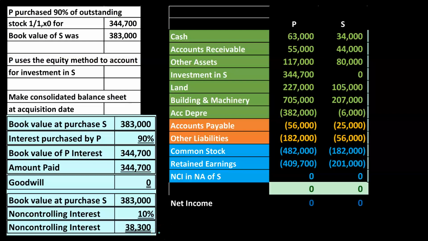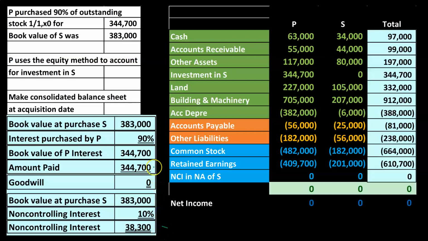So in other words, the 38,300 here plus the 344,700 is going to give us the full book value of the 383. So we have to deal with this non-controlling interest. That's kind of the new thing. In other words, S is not completely owned by P, but controlled by P, given the over 51% or 90% interest. So we're going to do the same thing. The first thing we're going to do is consolidate this across.